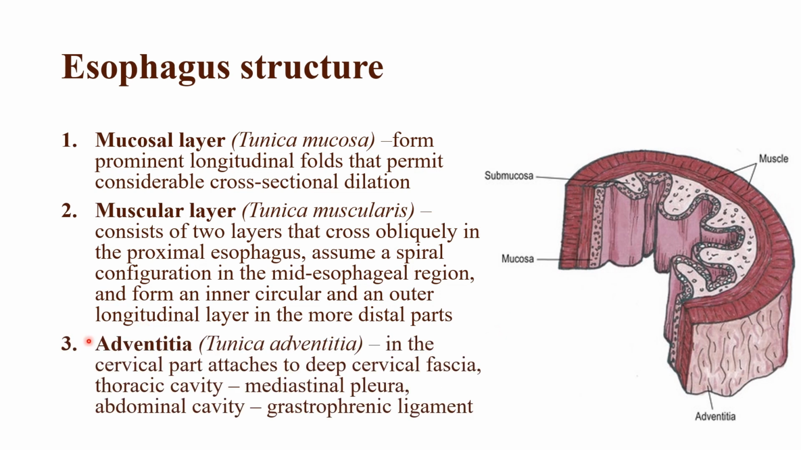And then we have adventitia, which basically helps the esophagus stick to other structures, so that it doesn't slip and doesn't fall out. The cervical part of the esophagus attaches to the deep cervical fascia. In the thoracic cavity, we have the mediastinal pleura that it attaches to. And then in the abdominal cavity, we have the gastrophrenic ligament.